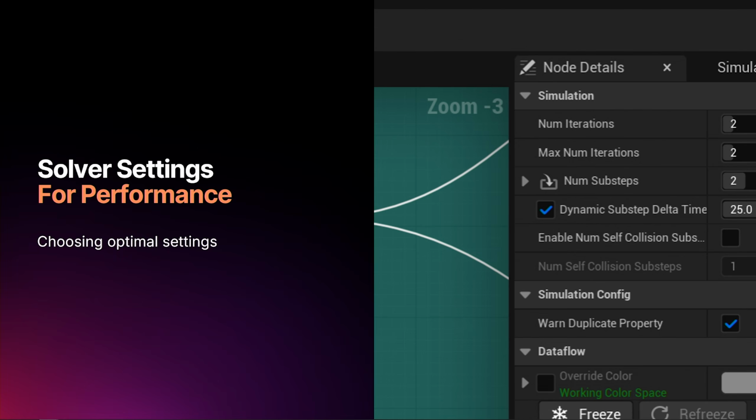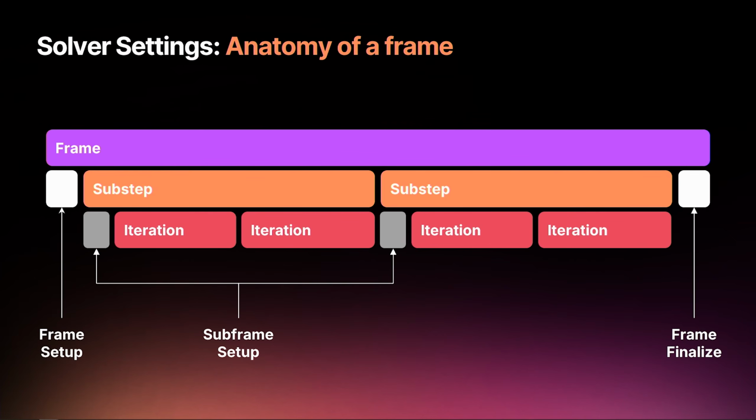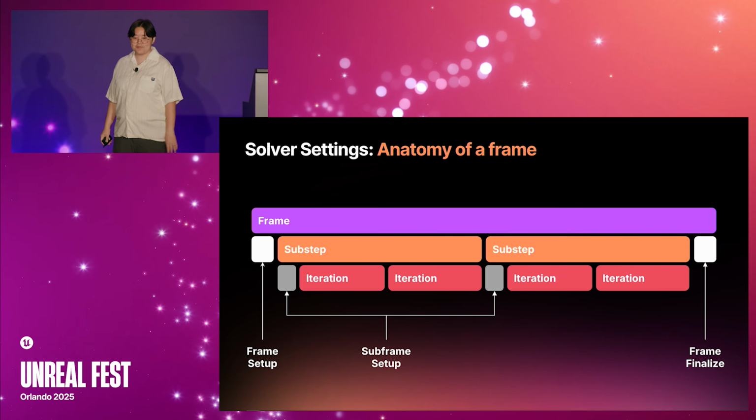The last configuration node I wanted to talk about is our solver settings. Solver settings control how each frame is subdivided. The first level of this subdivision is the number of substeps per frame. In this case, we have 2 substeps per frame, denoted in orange, where the total cost of the frame is equal to the substep cost plus a fixed frame setup and finalized cost.